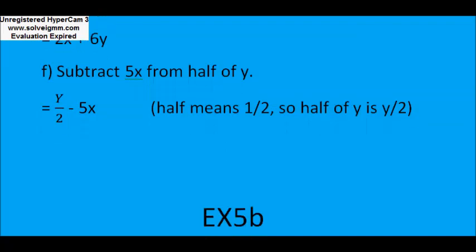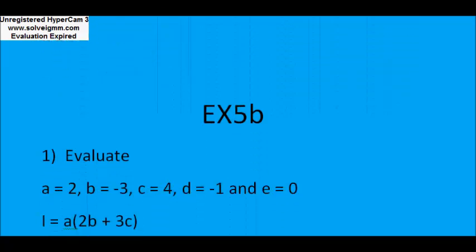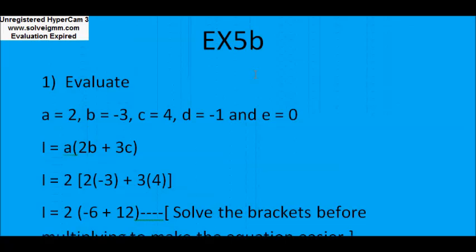And then our next exercise is exercise 5b, where this exercise is about substitution. Different values will be given in the question, and you will put these values in the given expression, and then you will find the value of that given expression. For example, in question number 1, evaluate. Different values are given here: a equals 2, b equals minus 3, c equals 4, d equals minus 1, and e equals 0.